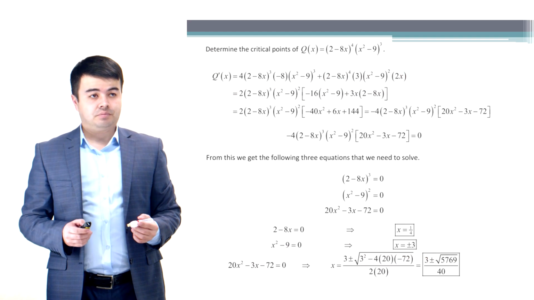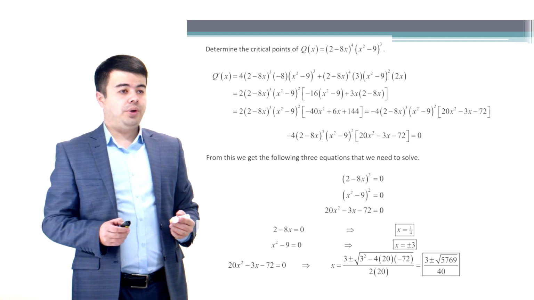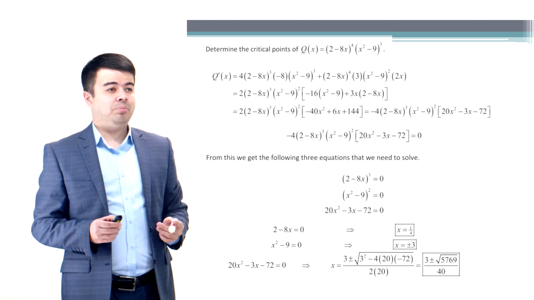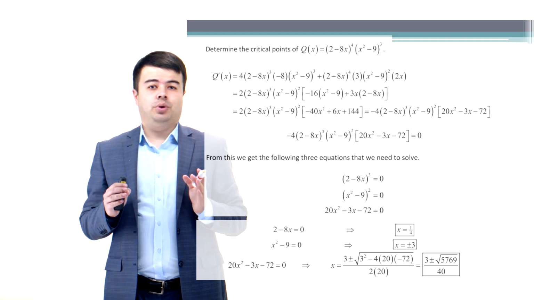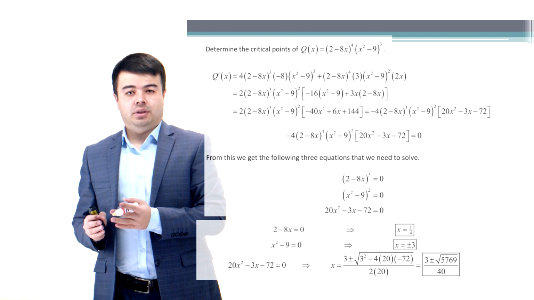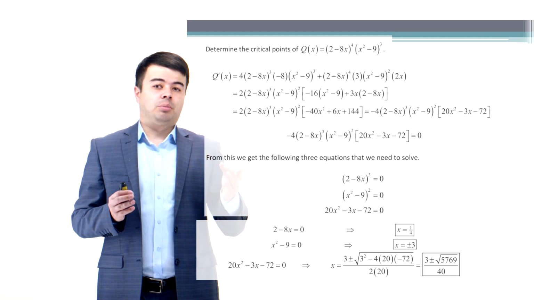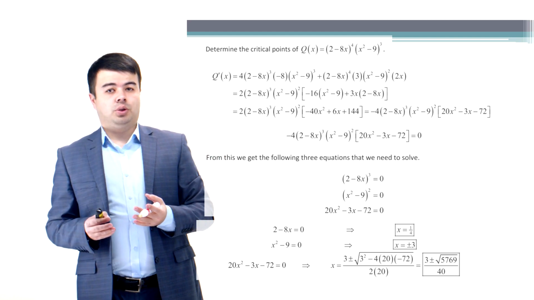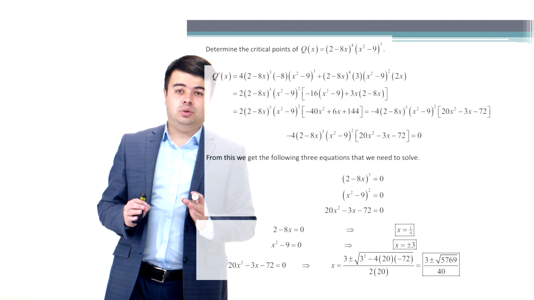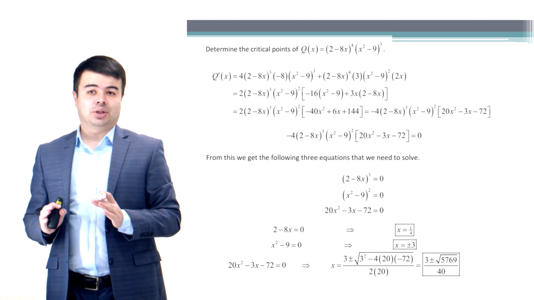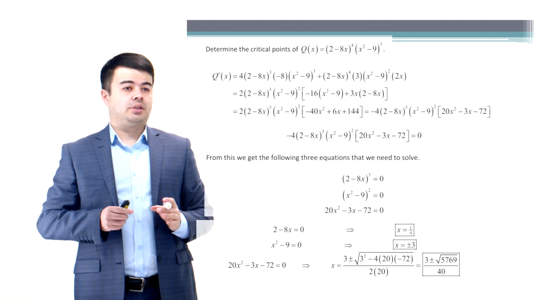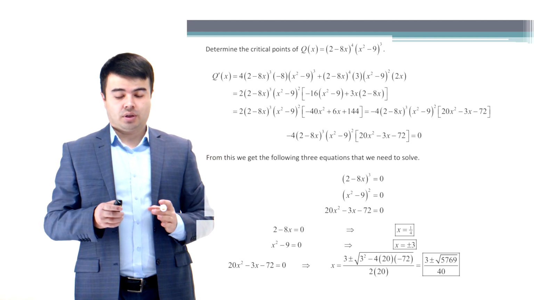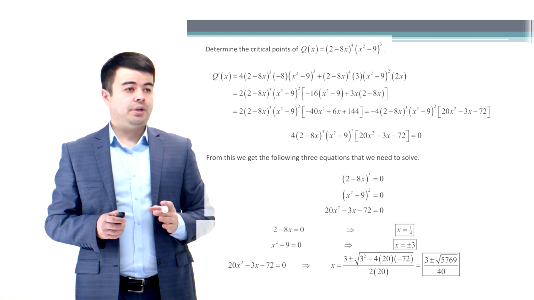Okay, so here is the next example, and now I think it is clear to you how to find critical points of the function using derivatives. As I said, they are also called stationary points. I will leave this example for you as homework.